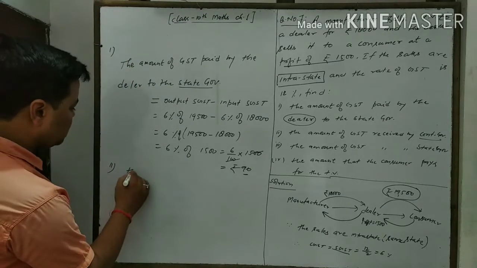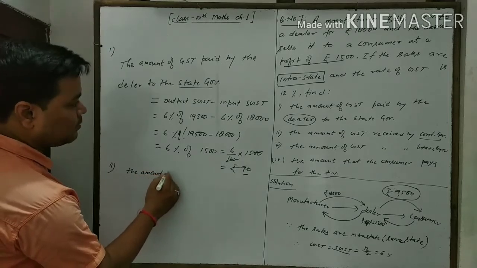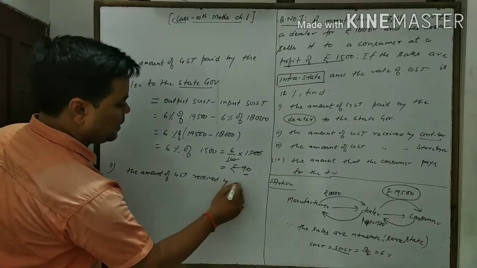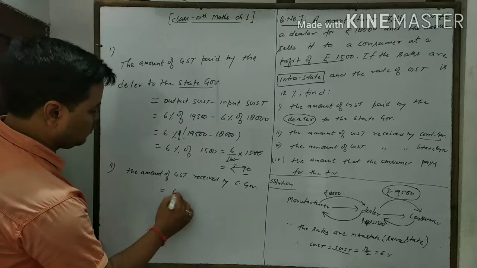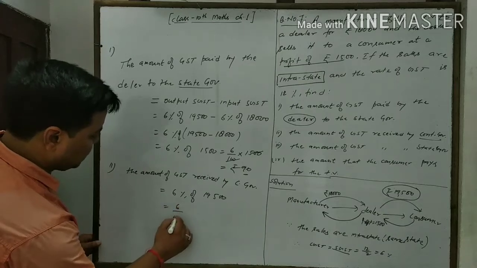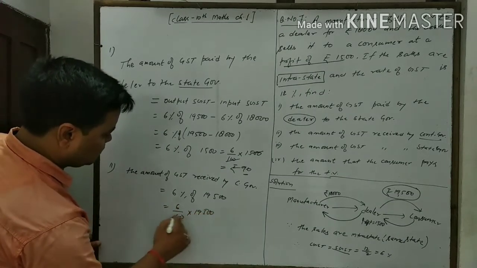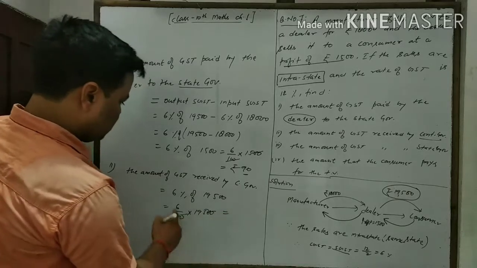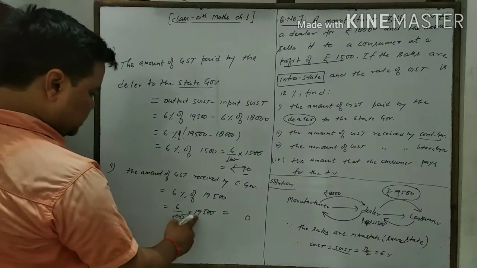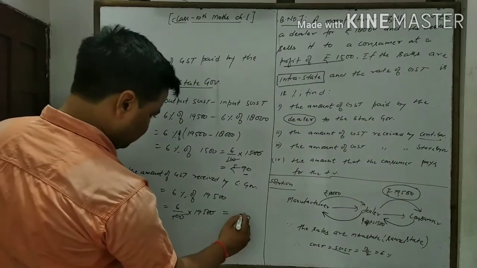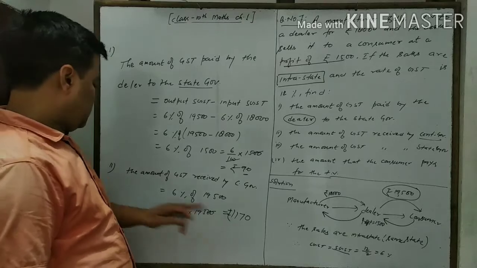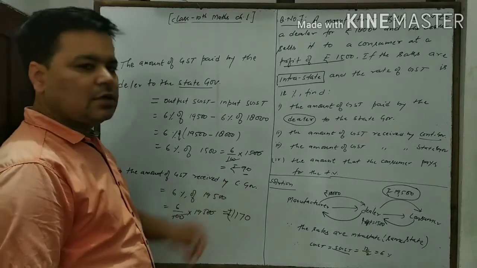So the amount of GST received by the central government is equal to 6% of 19,500. It will be 6 by 100 into 19,500, and its value is 1170 rupees. That is the amount of GST received by the center.